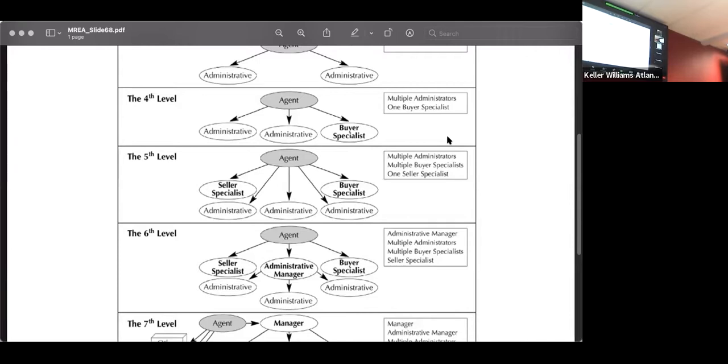Buyer specialist, seller specialist, buyers. Three admins. What do you think the admins are doing at this point? You got three different admins. And this is where there's another one that breaks it down a little bit more specifically. Any idea what the three admins would do? We just all do admin stuff. Strictly transaction, just do the process. Right, transaction coordinator.